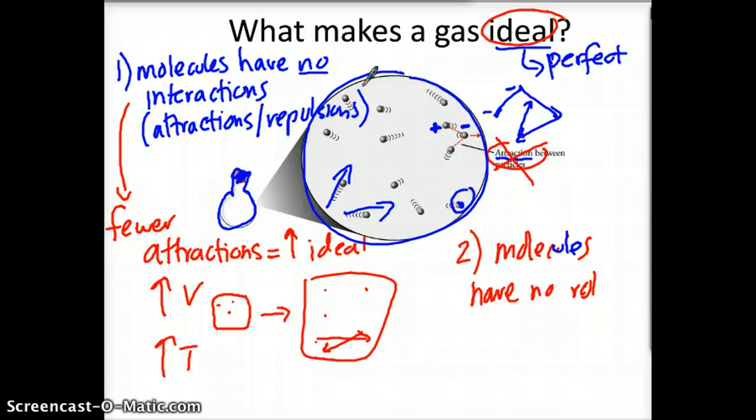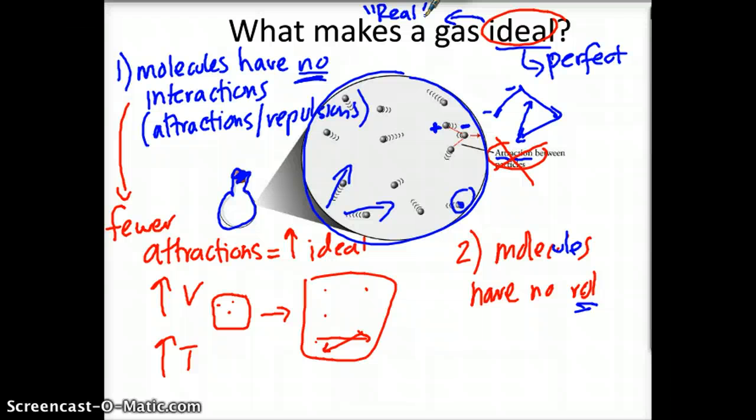So again, for a gas to be considered ideal, we want it to have no interactions between molecules, and the molecules themselves have no volume. If there are ways that we can make that more likely to happen, the gas will behave more ideally. If it's not behaving ideally, we say that it's behaving more like a real gas. You can do calculations with real gases, but they're a lot more complicated because there's a lot more details you have to pay attention to.